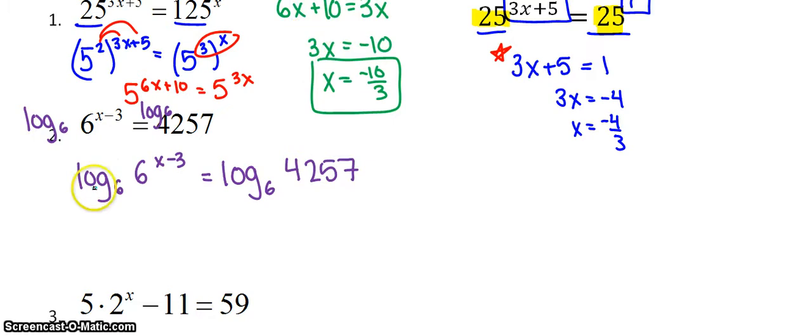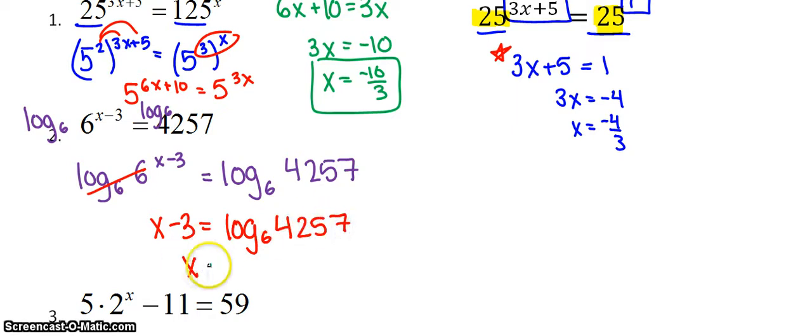Again, log base 6 of 6 is just 1 because that really says 6 to what power equals 6? And the answer is 1. That's why those cancel out. So you're just left with x minus 3 equals log base 6 of 4,257.